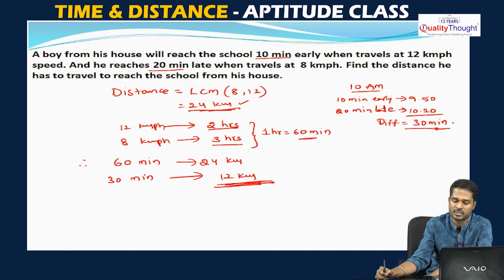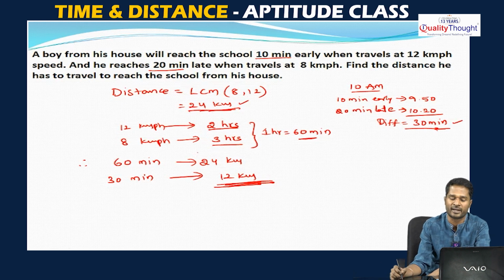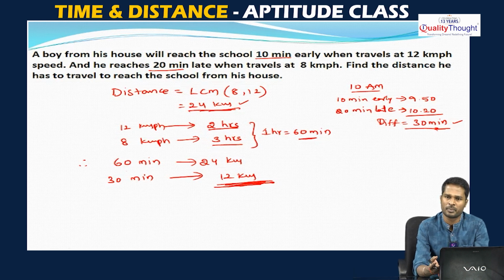Now here the difference is 30 minutes, so that will give the final answer. So 60 minutes is denoted with 24 kilometers, and 30 minutes will be half the time, half the distance, which is 12 kilometers. That will be the distance between the house and school. So for the same type of question, we have seen 3 methods. Check which method will give the proper answer, that means which method you can use to save your time. You can use any method and you will get the same answer in each and every case.